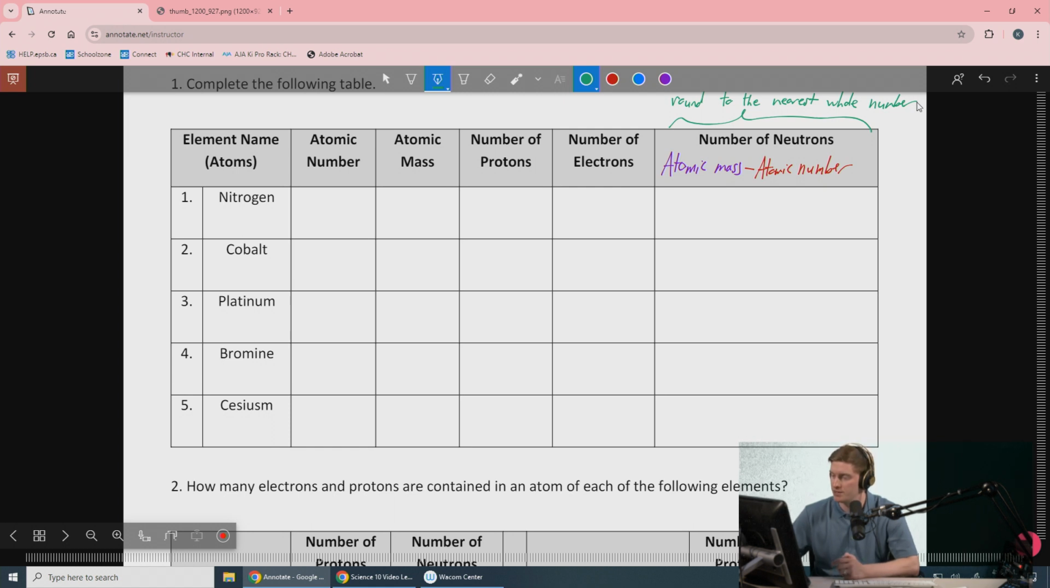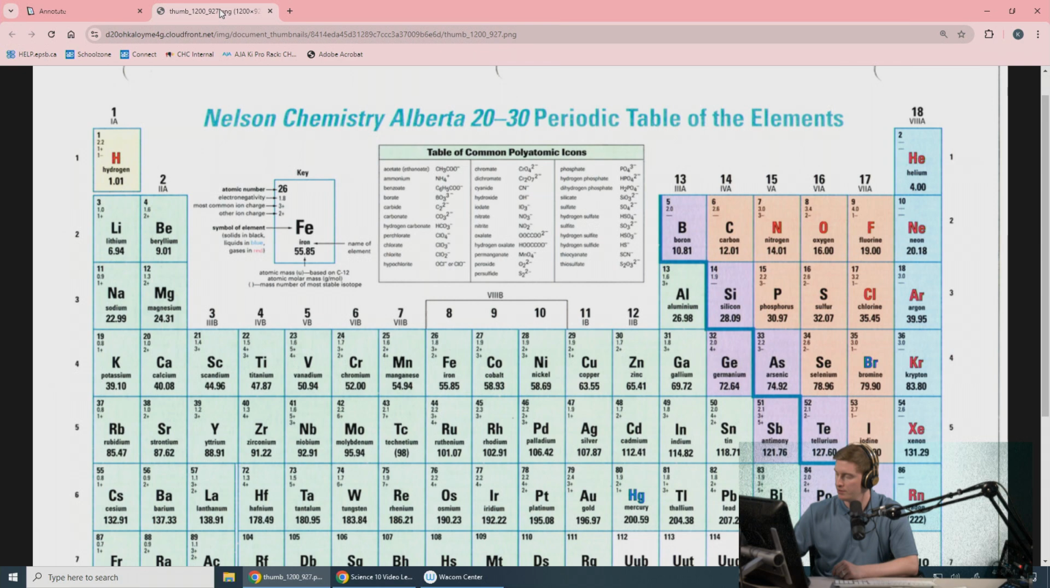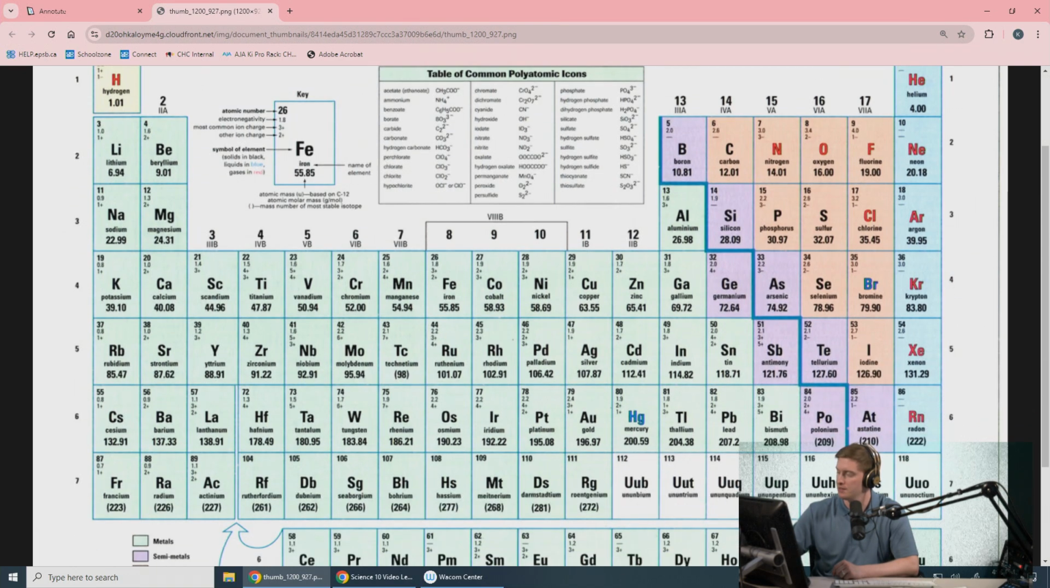So hopefully you've had a chance to try the table now. I'm just going to do platinum as an example. So we're going to go to our periodic table. I know my periodic table looks slightly different. Platinum's number 78 right here. So platinum 78 is the atomic number. That will tell us our number of protons and electrons. And our atomic mass is down here, 195.08.